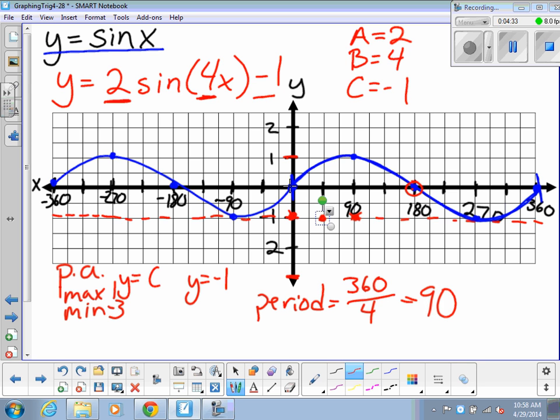Now I know that my maximum is at 1 and is going to be exactly halfway between the first point and the second point. So it's going to be right here, which is 22.5, 1. And then the minimum is going to be halfway between the 45 degree mark and the 90 degree mark, and at negative 3, so it'll be right down here. So here we have one cycle of the new function, and we can continue this function in both directions because it'll continue oscillating around the principal axis.